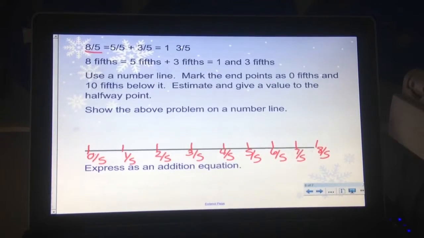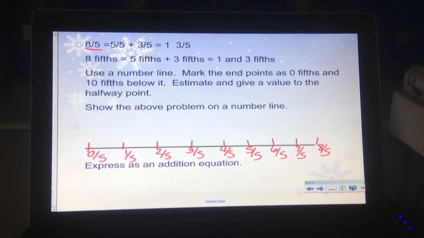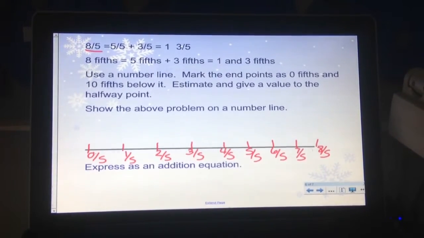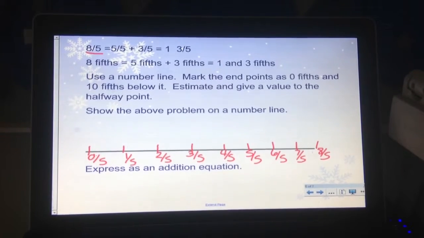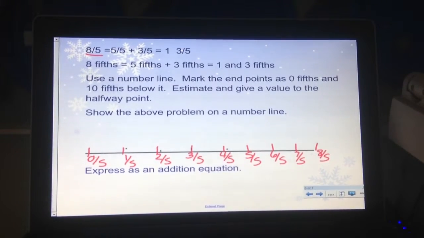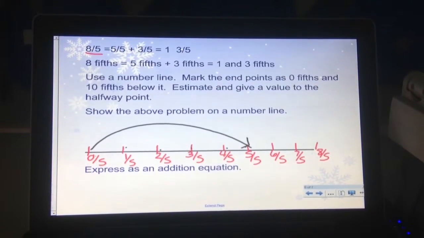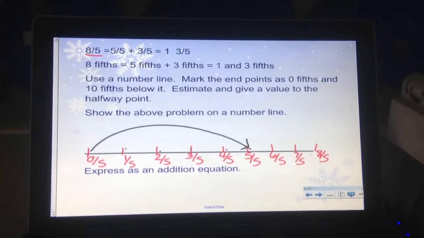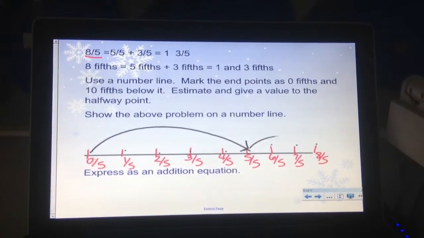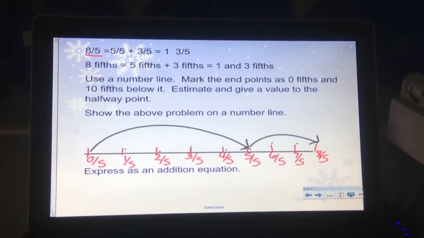So I can see I first want to add 5/5. So I have 1, 2, 3, 4, 5. 5/5 I'm adding, and now I'm adding another 3/5. 1, 2, 3, plus another 3/5 is going to give me 8/5.